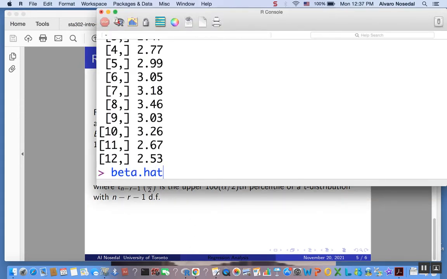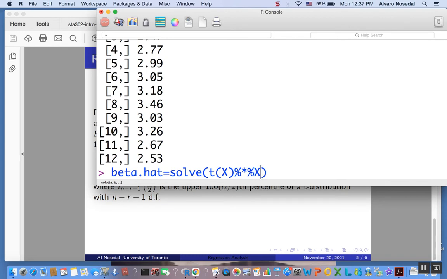Remember that beta hat is given by X transpose X inverse times X transpose Y. Okay, so now that we have the design matrix X and the vector of observations Y of a response variable, let's find beta hat. We know that if we want the transpose of a matrix, we use the command t and then brackets and then the matrix that we want the transpose of.